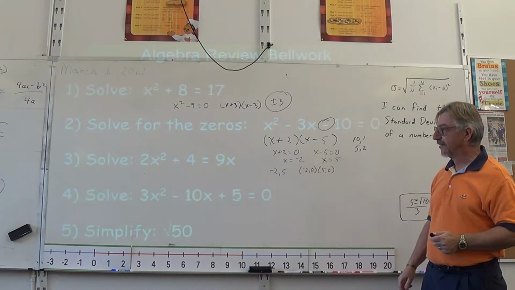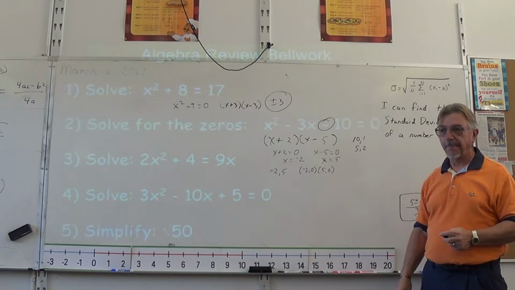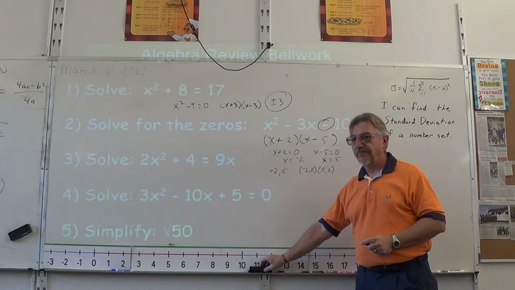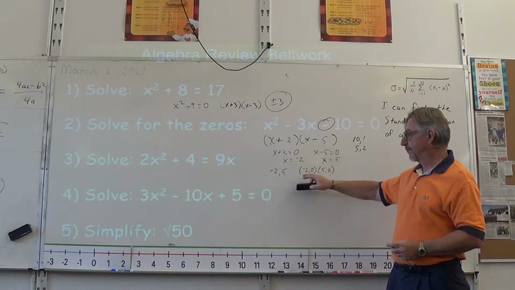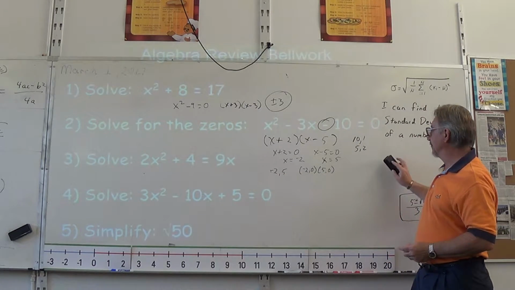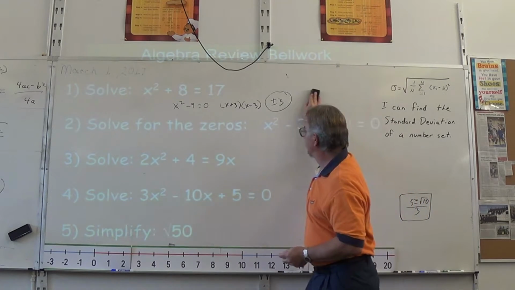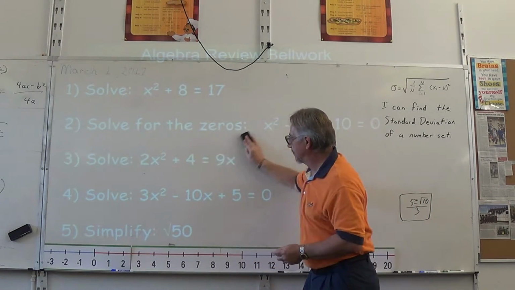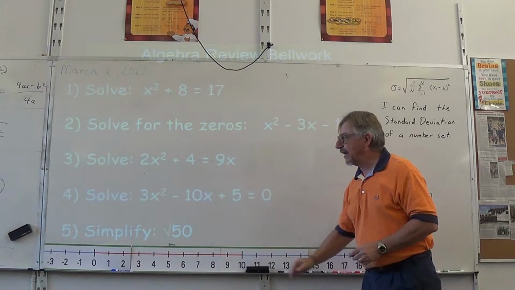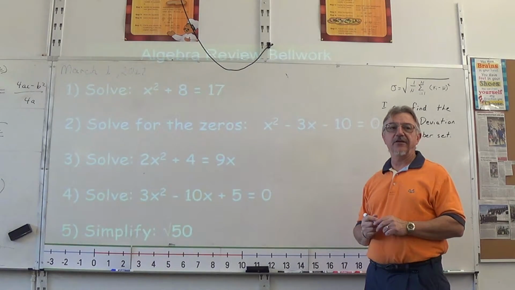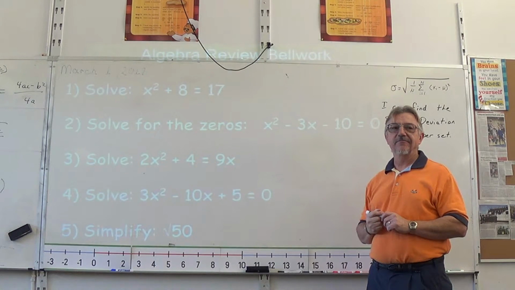Number 3 gets a little more interesting. It's 5 and negative 2. Okay, on number 3, what's the first thing I have to do to solve this? Make it equal to 0.